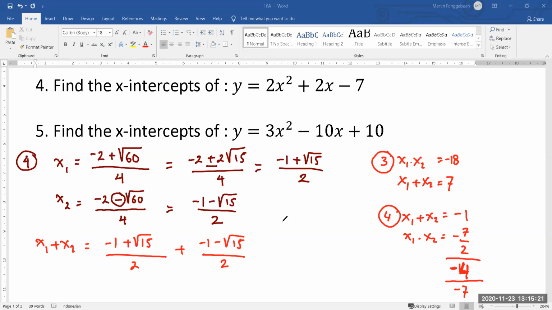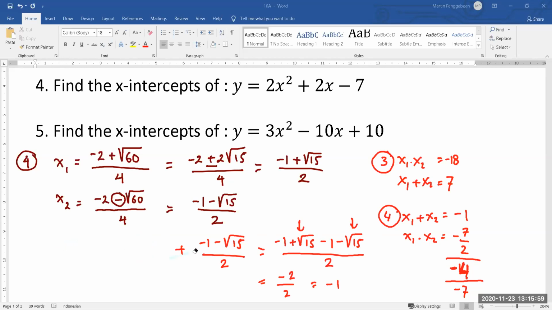If you want to add fractions, whenever we have the same denominator, you can just combine them, right? -1 plus square root of 15 minus 1 minus square root of 15 over 2. So in the end, plus square root of 15 minus square root of 15, gone. So it becomes -2 over 2. It is -1. So it is correct, your answer, -1. No problem. Any question about addition?